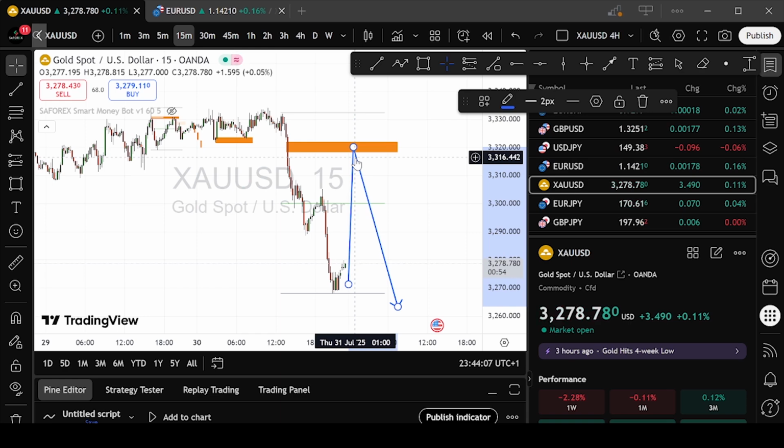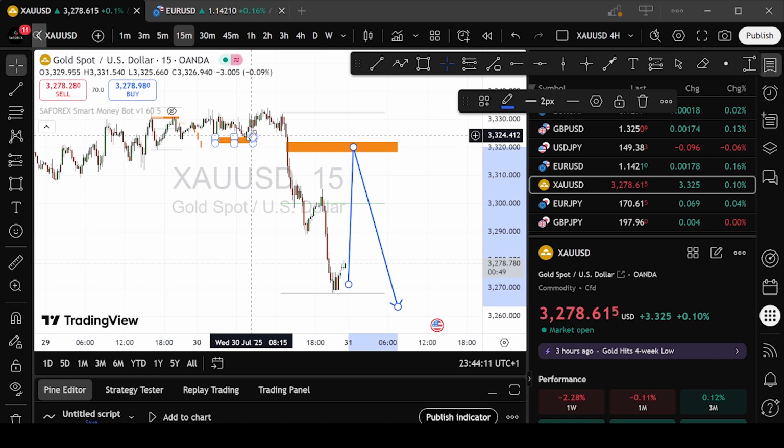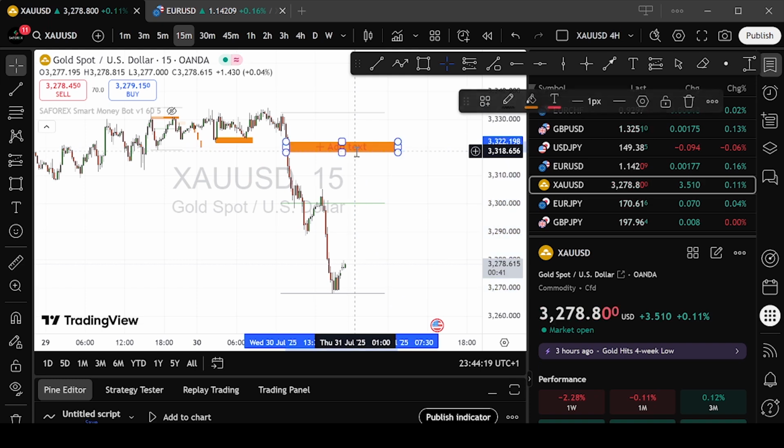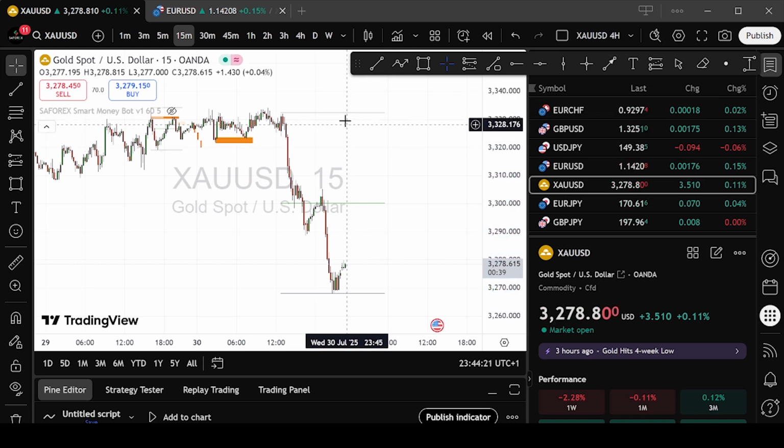Then you go down to the 15 minutes time frame, then wait for price to come into that zone. What I mean is, let me show you so that it won't just be as if I'm just talking. Let's see. This is a daily time frame.